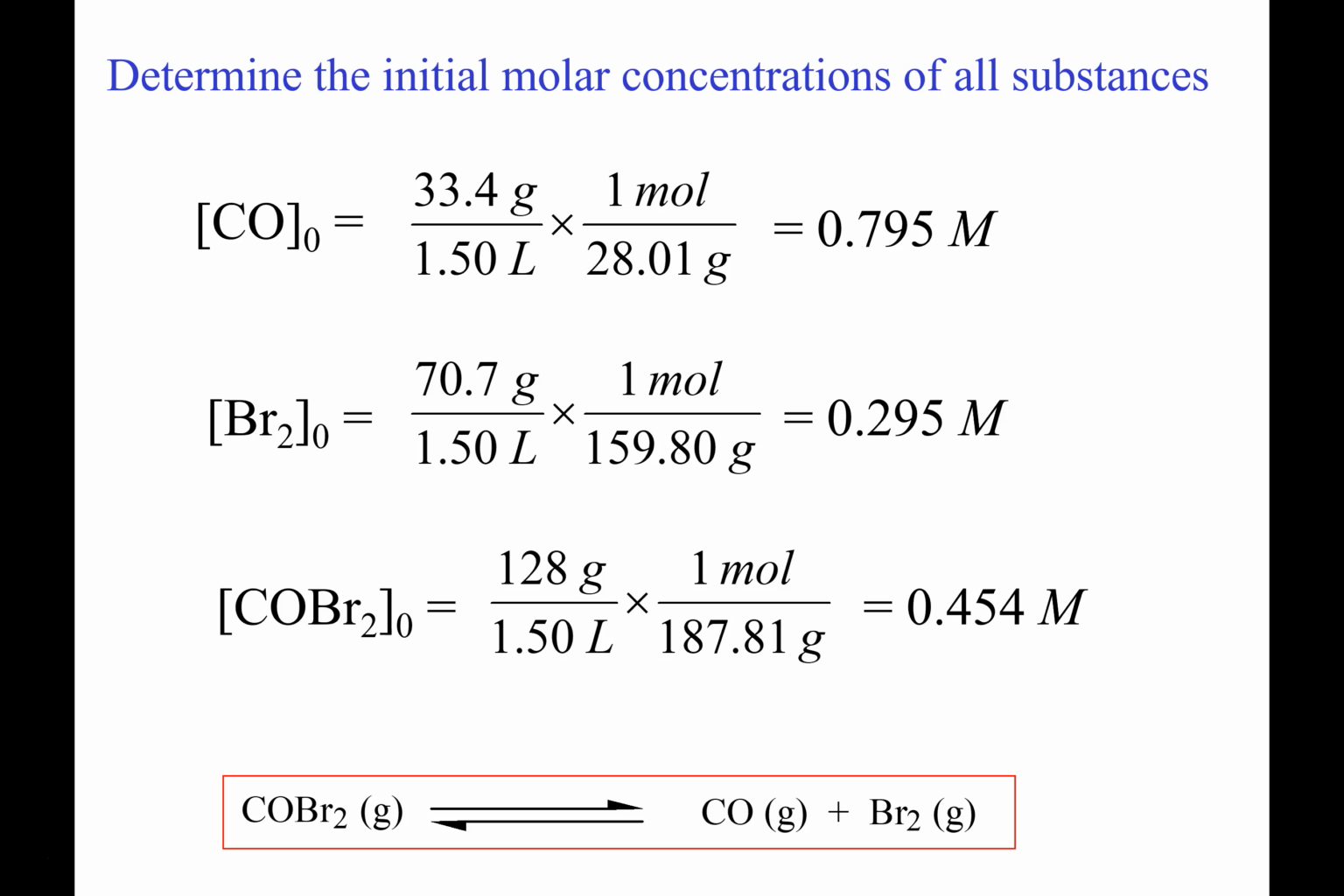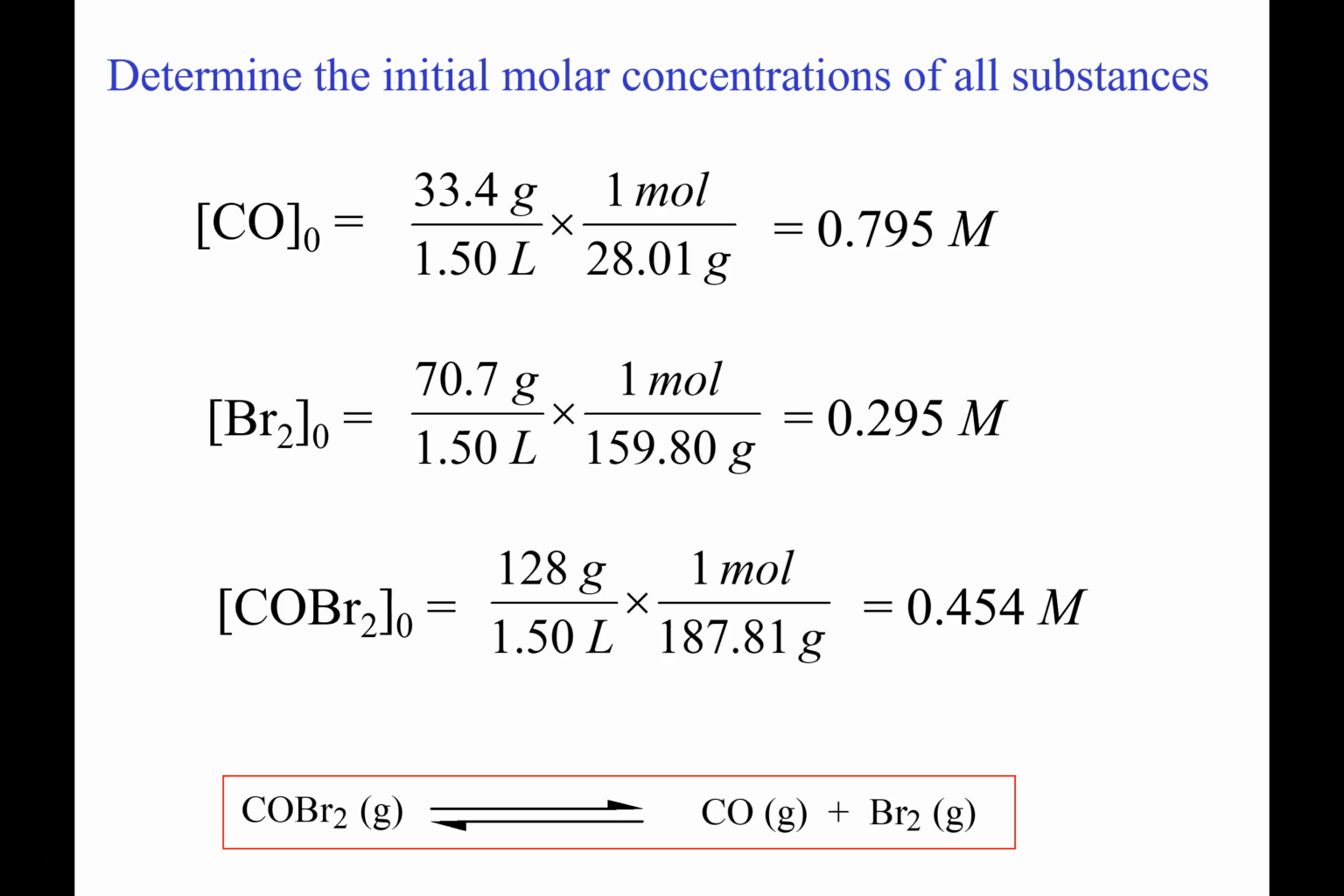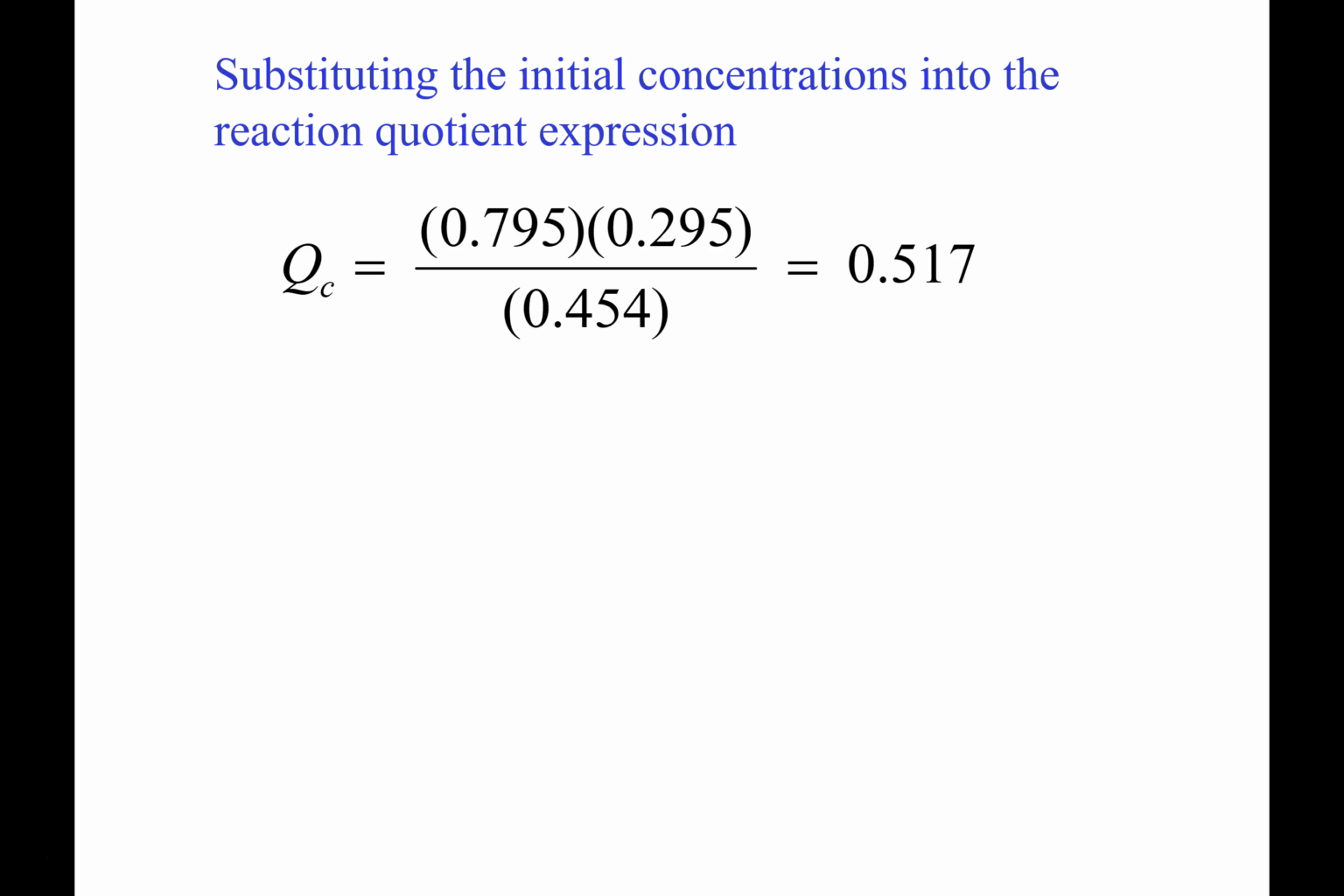Okay, so this initial concentration is going to be our first row. No, wait, it will be our first row, but remember our first step is to do the snapshot. We need to do the QC first. Here's what our QC would look like: everything raised to the first power because the stoichiometric coefficients are 1. So we have 0.795 times 0.295 in the numerator divided by 0.454 in the denominator.